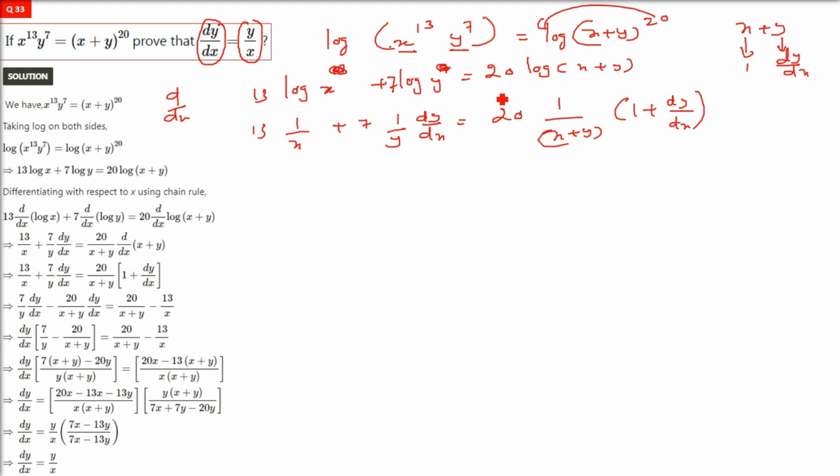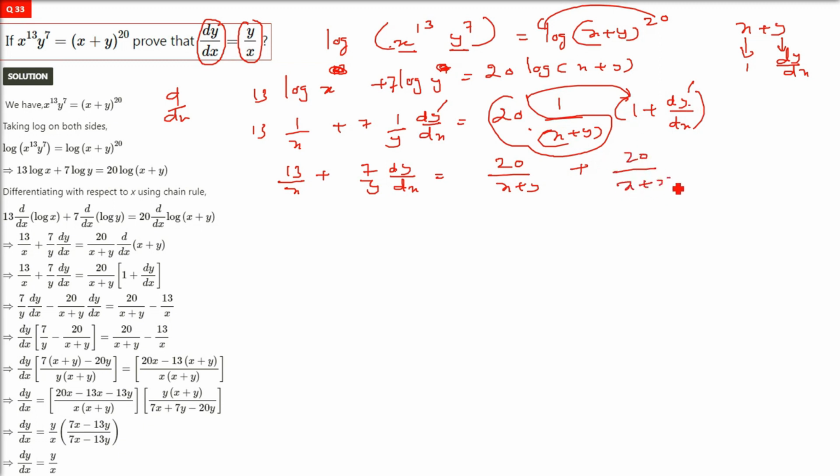Now the only thing is dy by dx on one side, other things on the other side, and that will be your result. You will get y by x finally. So what we'll do is I am multiplying 20 by x plus y with the inside one, that is 1 and dy by dx. So this is 13 by x plus 7 by y dy by dx equals 20 into 1 by x plus y. So that will be 20 by x plus y, and then 20 by x plus y into dy by dx. Let us take this dy by dx on one side and others on the other side. So I am taking this on the left hand side. So this 7 by y.